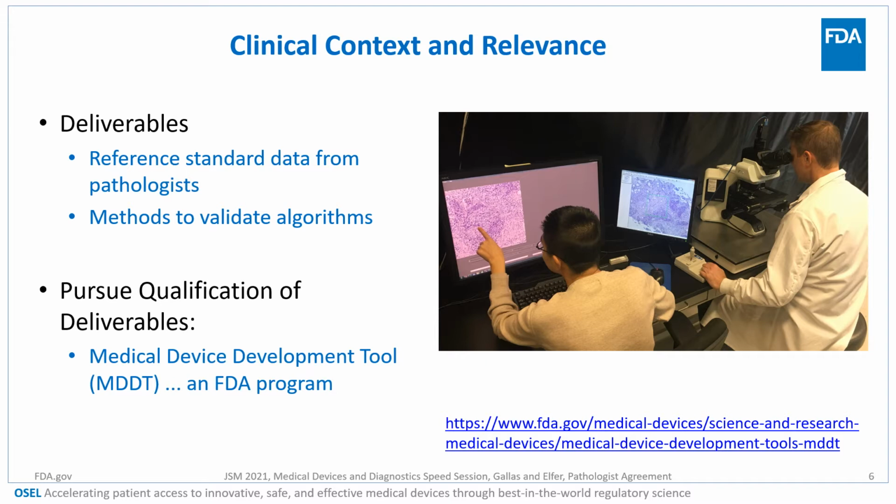The deliverables we're creating in this project really center on the reference standard data from pathologists. We are collecting data that we can use to validate an algorithm. In addition to the data, we're also developing methods to validate the algorithms. These methods need to account for the complex variability from the pathologists and the correlations in the study designs that we're creating. We're going to pursue qualification of these deliverables through a relatively new program, the Medical Device Development Tool Program at the FDA. If qualified, the data and the methods can be used in regulatory submissions without further discussion. The sponsor only needs to reference the MDDT qualification.